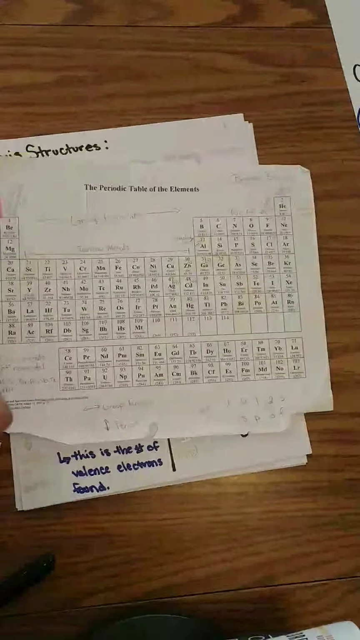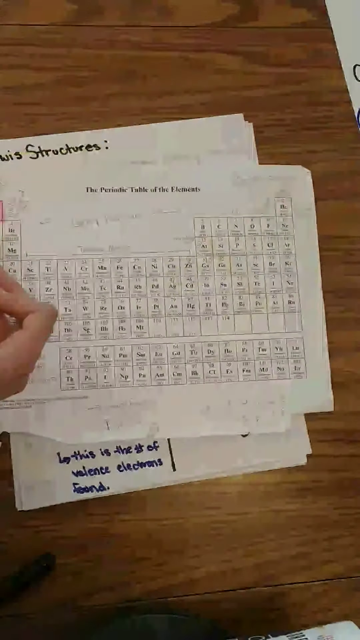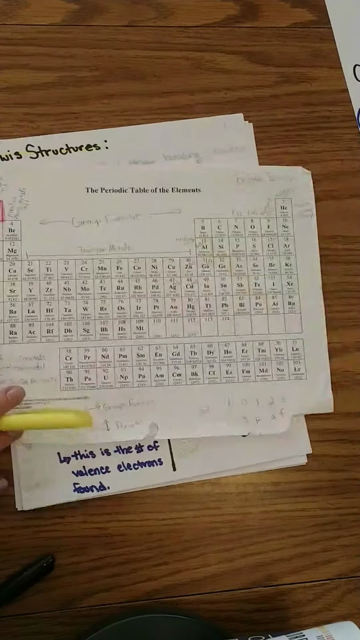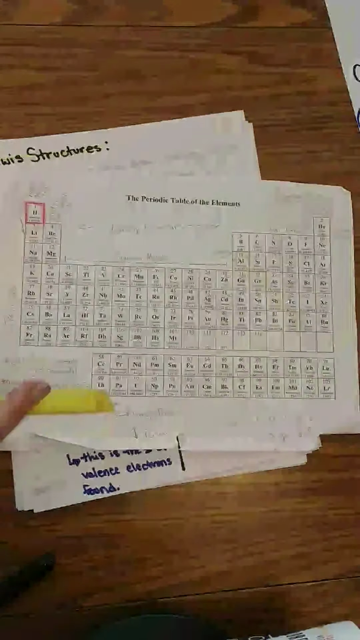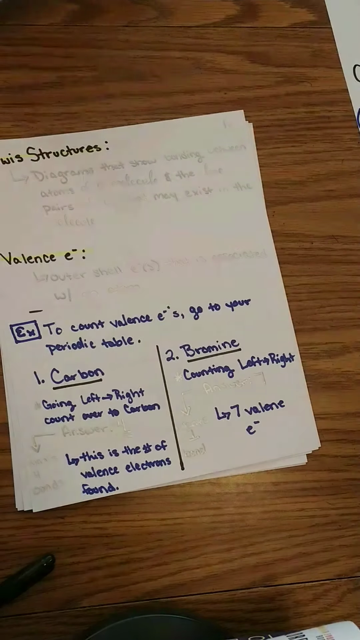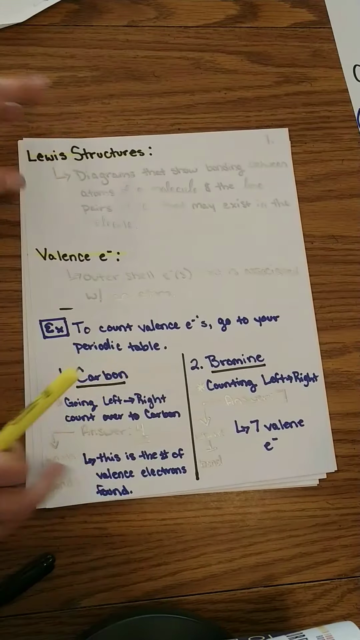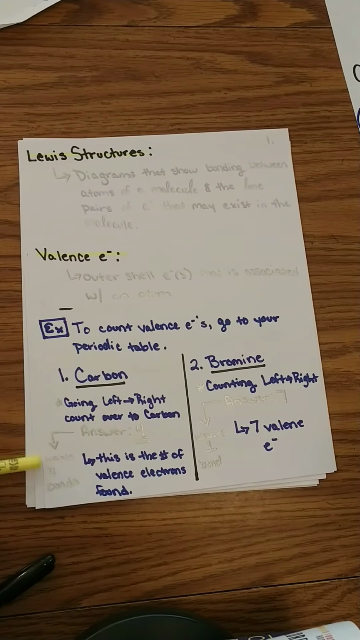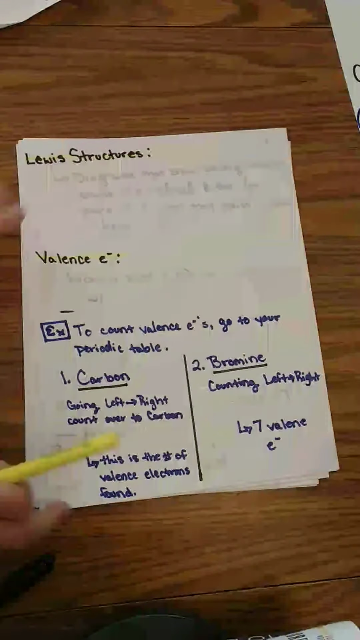If we count how many we could go over in total, we could go 1, 2, 3, 4, 5, 6, 7, 8. This is how many we want in our orbital. We want 8, so then we can have our compound as happy as it can be, basically. Since we only have 4 of the 8, it wants to bond 4 times.